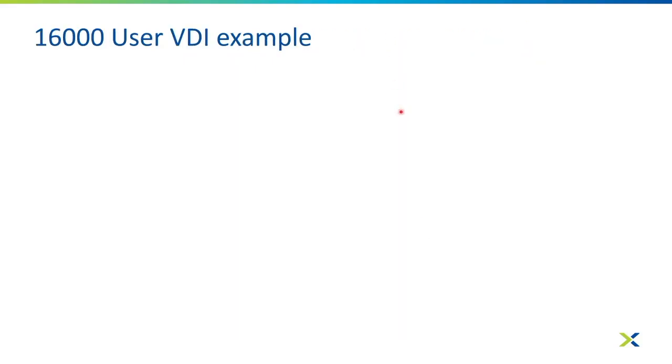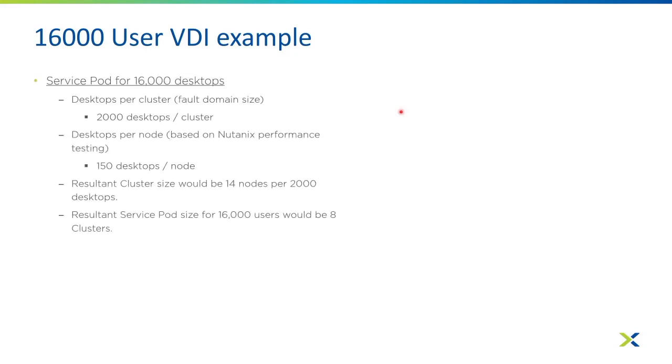Tying that all together into an example for a customer I was working with a couple of months ago. The requirement there was for 16,000 users. They split it into 2 groups, 6,000 users and 10,000 users. If we look at the Citrix design guides, they talk about service pods. They'll talk about control resources, user resources, infrastructure resources, stuff like that. So this is essentially from the Citrix VDI design guide.